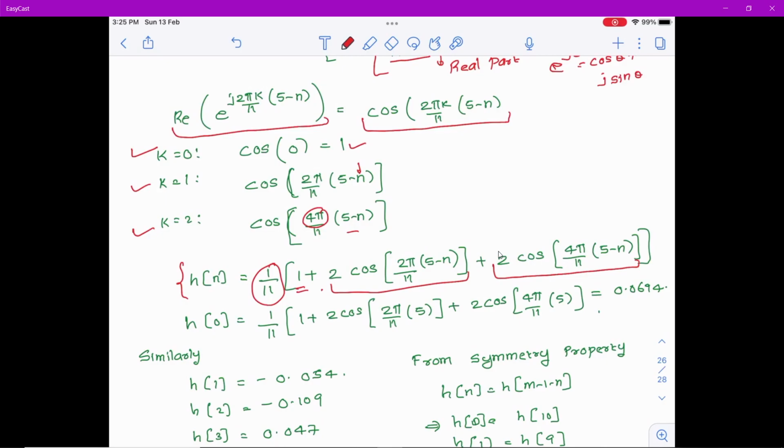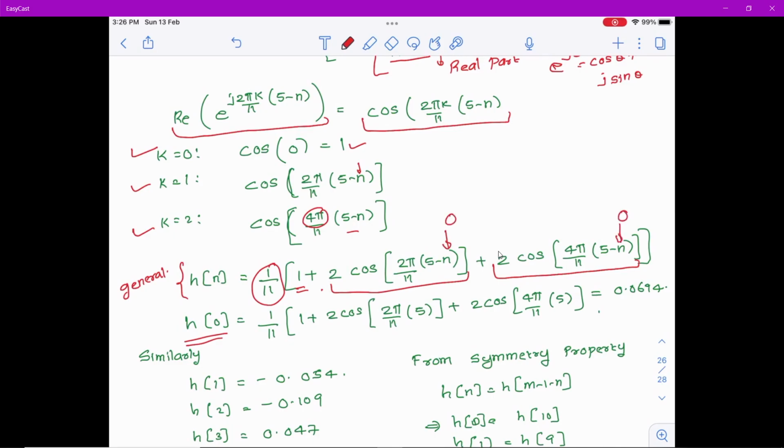This is the general equation of h of n in this problem. We do not need only h of n, we need the value of h of n for each value of n. So what you want to do is substitute n equal to 0 and you find out what this value is. That means for finding h of 0, you substitute n equal to 0.